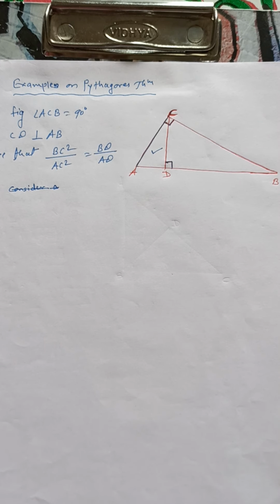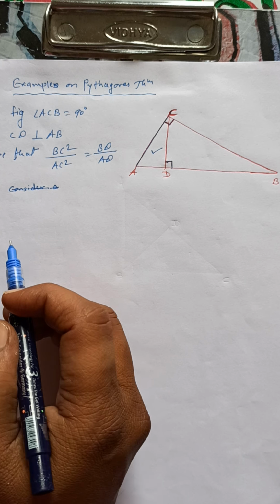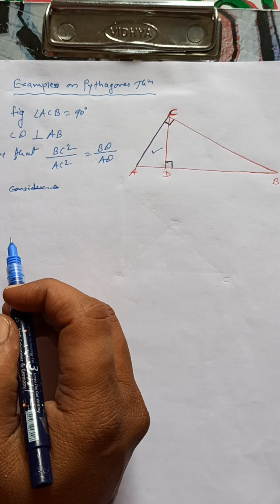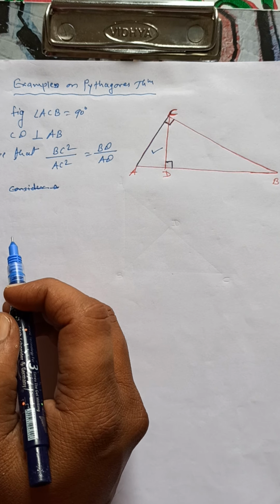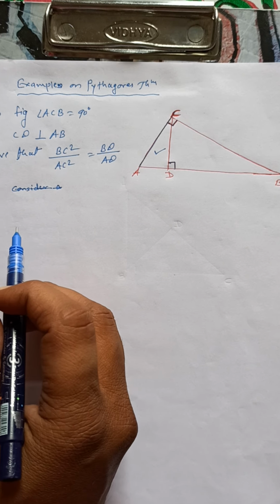Good morning, students. Today we are going to see some examples on Pythagoras theorem. We have seen the theorem number 6.7, 6.8, and 6.9. On these theorems, we are going to see the examples. So here is the first example.